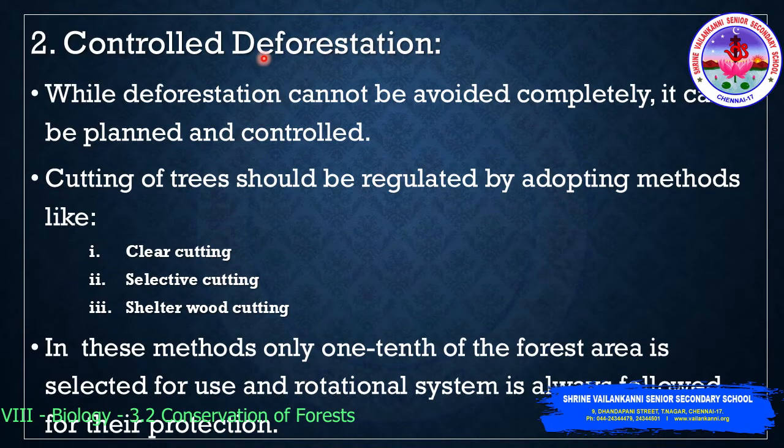The next method is controlled deforestation. While deforestation cannot be avoided completely, it can be planned and controlled. Cutting of trees should be regulated by adopting alternative methods like clear cutting, selective cutting, and shelter wood cutting. In these methods, only 1/10 of the forest area is selected for use and a rotational system is followed for the protection of the forest area and the plants.